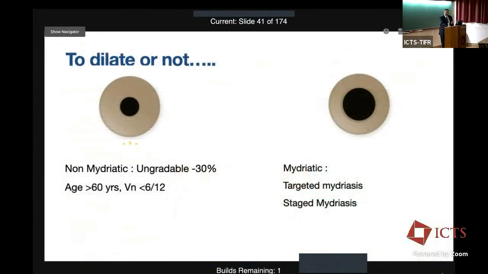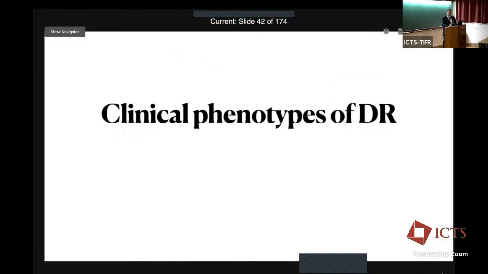Again, whether to dilate or not to dilate, because you're looking at a screening program where a drop is put, and after dilatation, I'm sure some of you who have undergone a retina evaluation, for some time the vision is blurred. So we have a lot of these non-mydriatic cameras. The problem is that nearly 30% of these images are non-gradable. You dilate it, it becomes good. So there are a variety of techniques like targeted mydriasis, or you do a staged mydriasis to screen retinopathy.